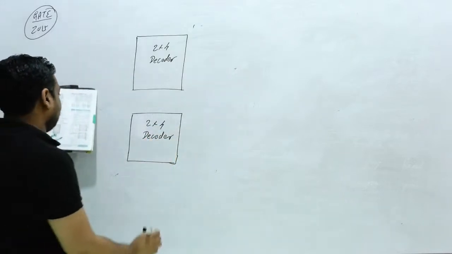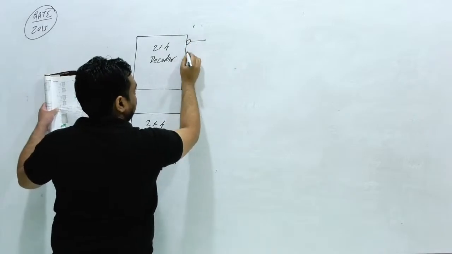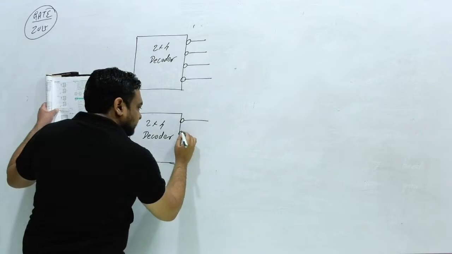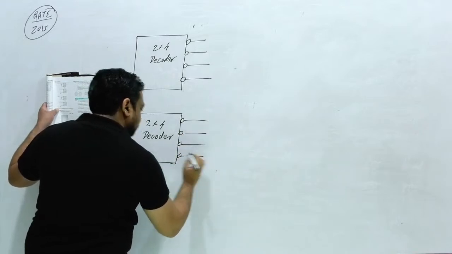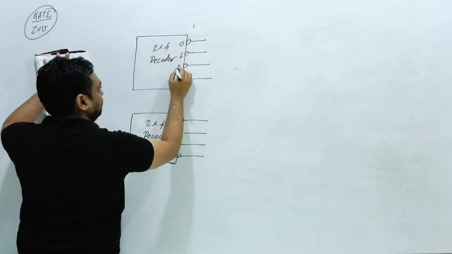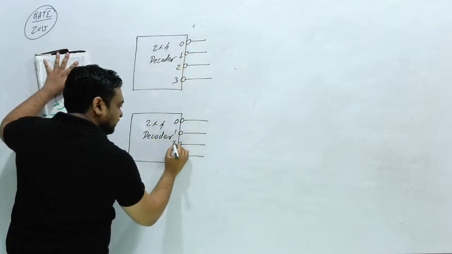Clear this thing? Now here this is active low. This is the first output, second output, third output, fourth output. This is first, second, third and fourth like this. Okay, now this is 0, 1, 2 and 3. This is 0, 1, 2 and 3.